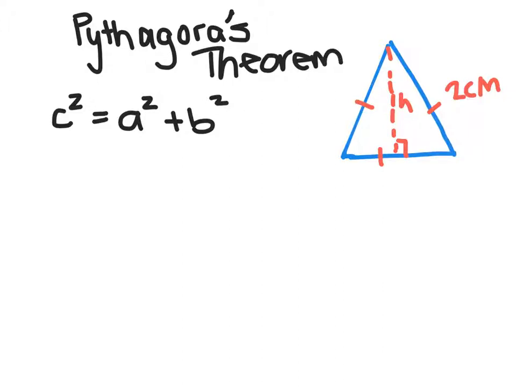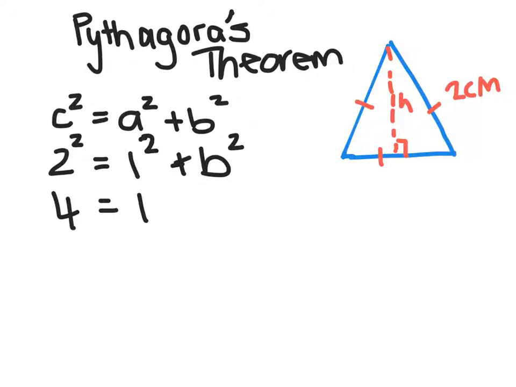So to solve, all we do is input what we know and then solve for what we don't. So the hypotenuse is 2 squared, A is 1 squared, and b squared is our unknown. So 2 squared is 4, 1 squared is 1. Okay, so now we can solve for the unknown.